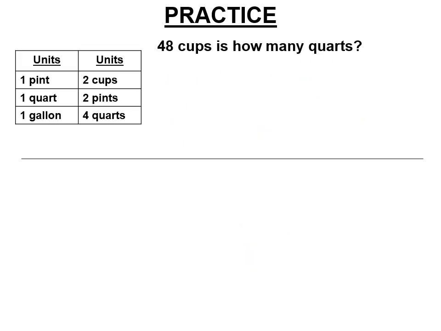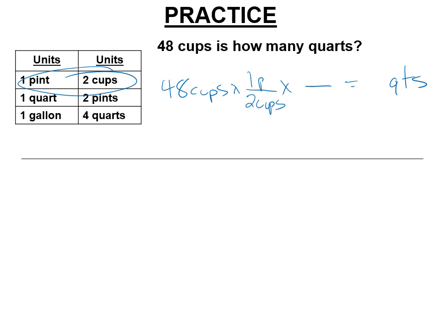48 cups is how many quarts? So we have 48 cups, and we've got to end up, whoops, not equals, times. We've got to end up with quarts. So what can cancel cups? Well, there's only one conversion factor that cancels cups. So 2 cups equals 1 pint. That canceled the cups. And then 2 pints equals 1 quart. Okay, so now we have it correct because the quarts are in the right spot.